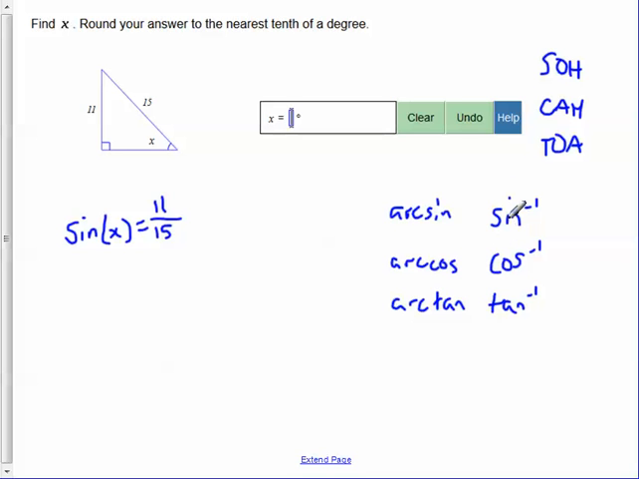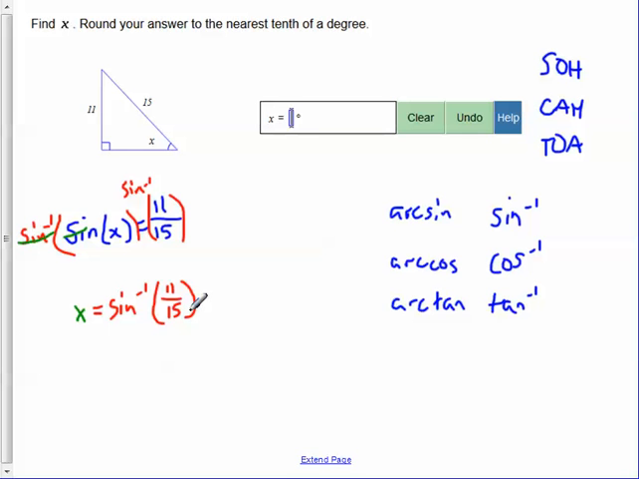Those are what's called the inverse of those trig functions. If we were to take the arc sine of that whole left side of the equation, our sine and our arc sine would cancel out, and then we would just have x left. Whatever we do on the left side, we also have to do on the right side. So we take the arc sine of the right side too. On the left side, the sine and the arc sine cancel out, and x is going to be whatever the arc sine of 11 over 15 is.